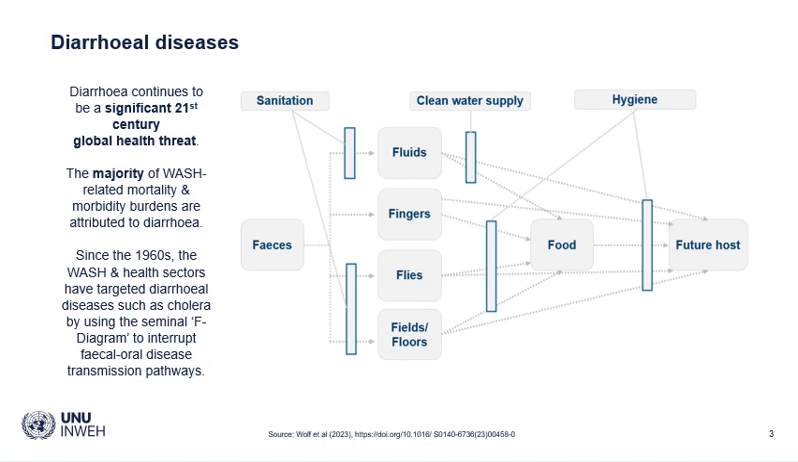The F diagram therefore highlights the multiple pathways through which fecal-oral diseases can spread within communities, emphasizing the importance of implementing comprehensive WASH interventions to prevent contamination at each stage of the transmission pathway.